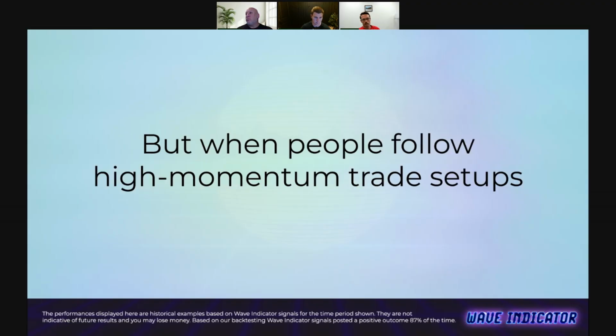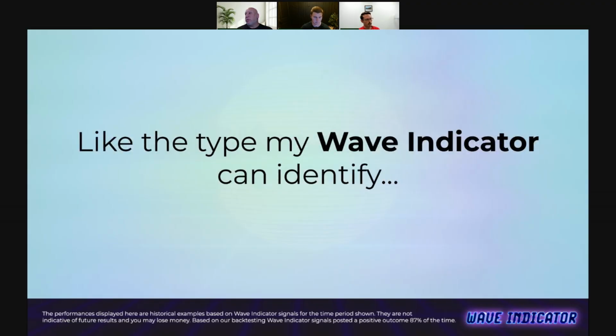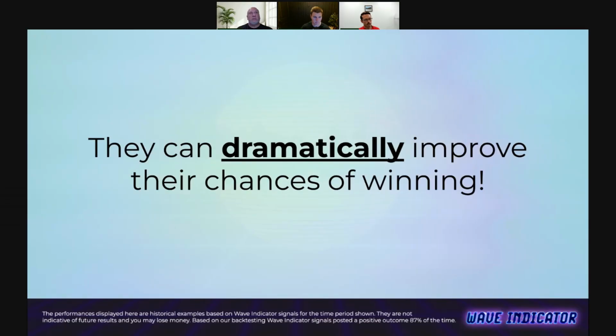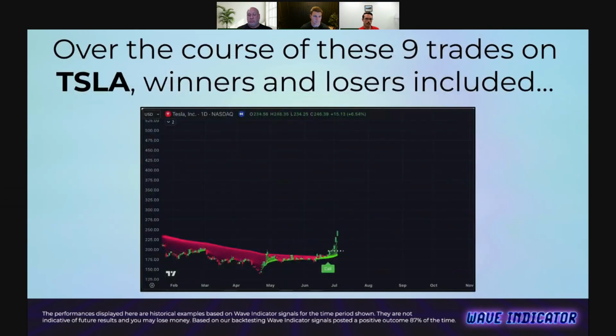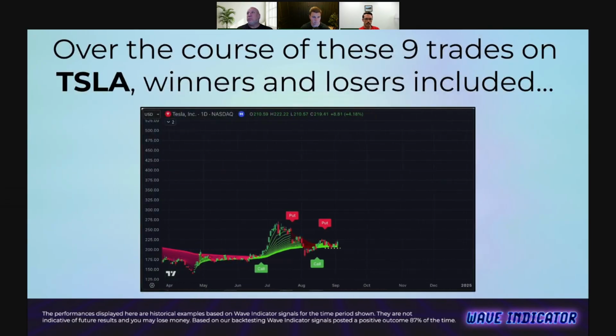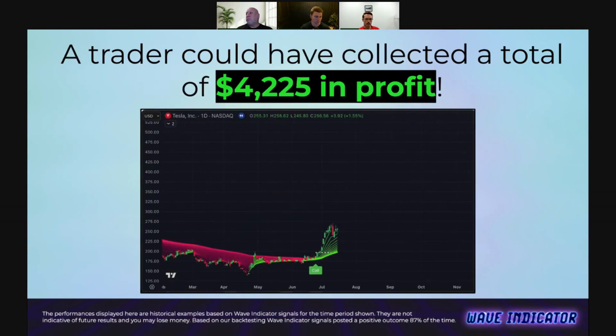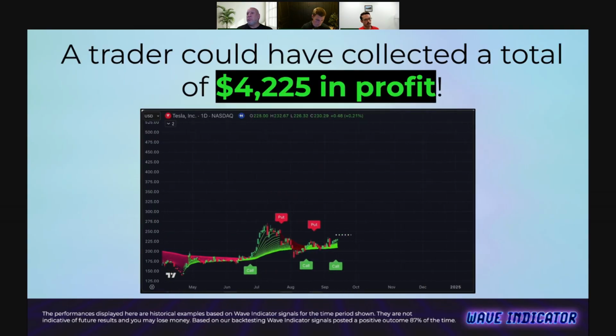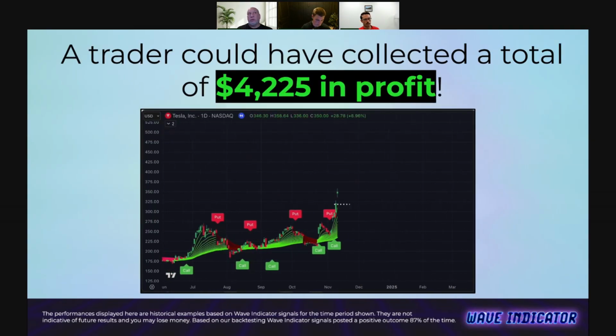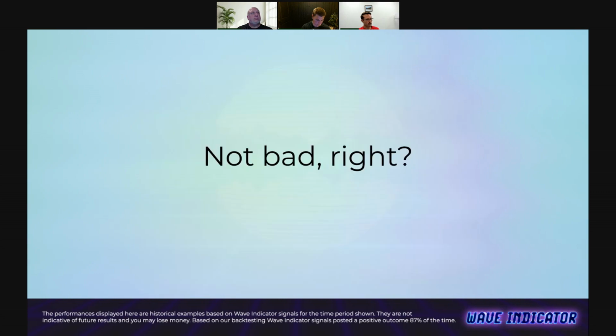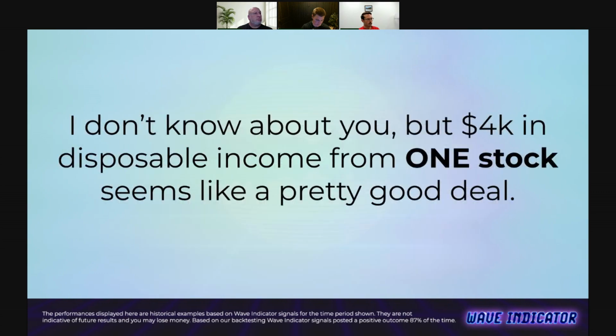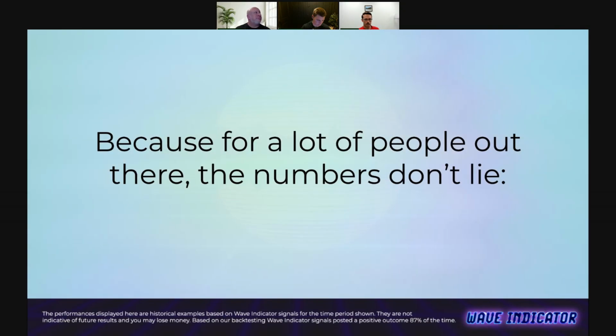But when people follow high momentum trade setups like the type this indicator can identify, they can dramatically improve their chances of winning. So over the course of these 9 trades on Tesla, winners and losers included, a trader could have collected a total of $4,225 in profit, which is pretty good. I don't know about you, but $4K in disposable income from one stock seems like a pretty good deal.